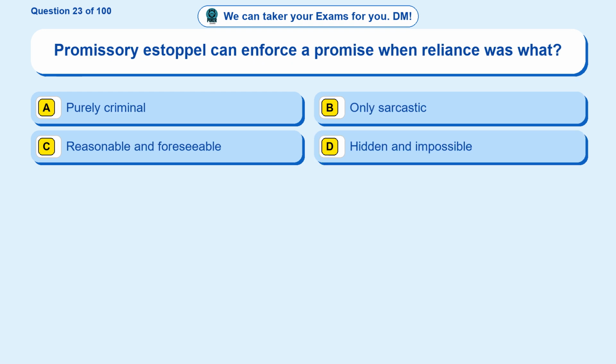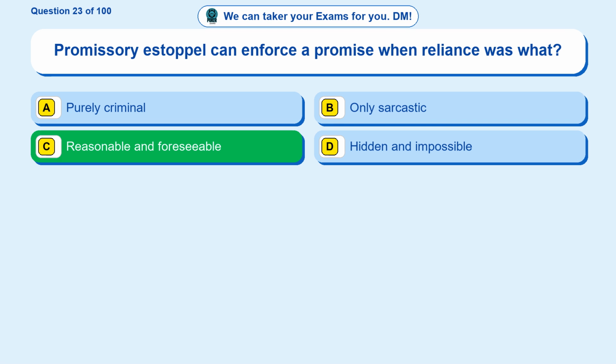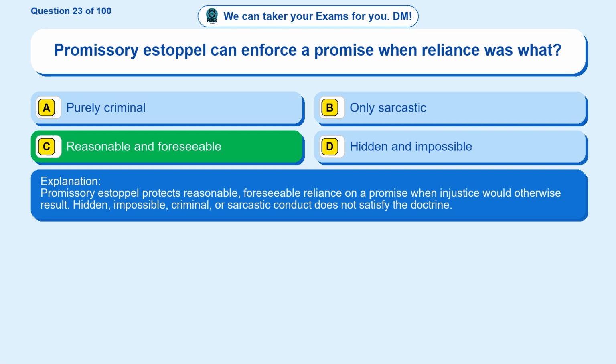Question 23. Promissory estoppel can enforce a promise when reliance was what? Option A, purely criminal. Option B. Only sarcastic. Option C, reasonable and foreseeable. Option D, hidden and impossible. The correct answer is option C. Reasonable and foreseeable. Promissory estoppel protects reasonable, foreseeable reliance on a promise when injustice would otherwise result. Hidden, impossible, criminal, or sarcastic conduct does not satisfy the doctrine.